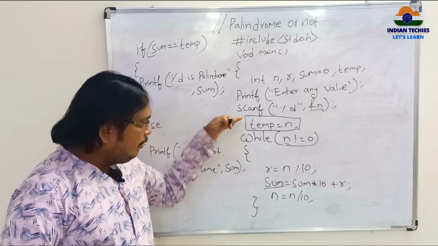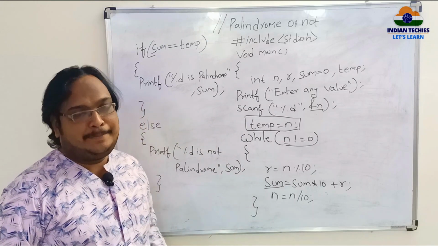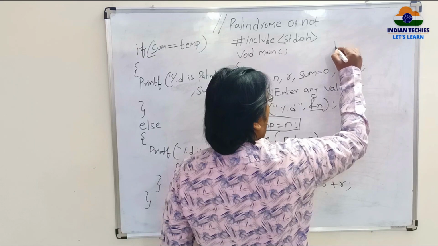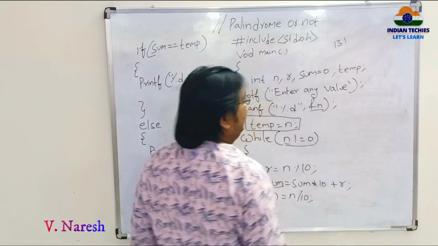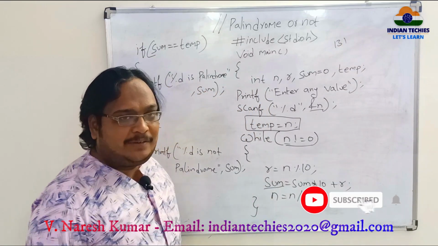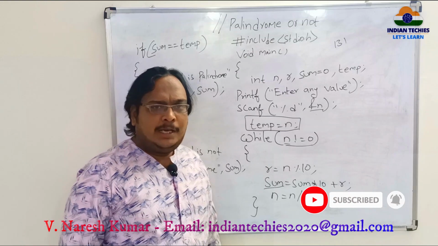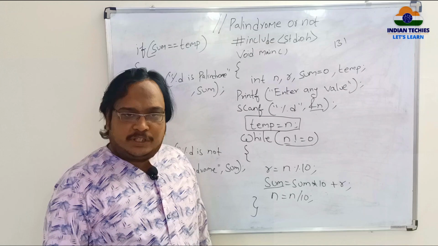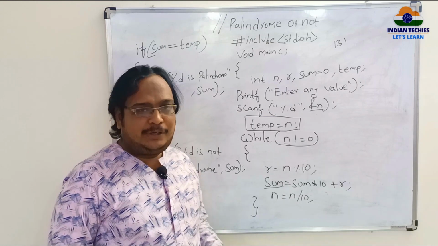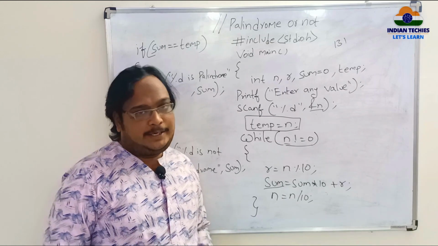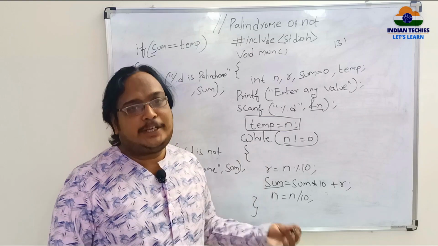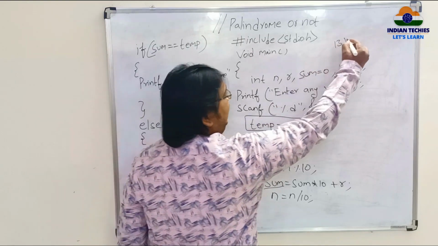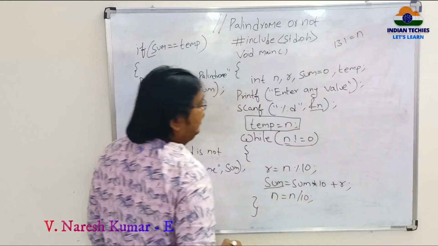Now we will see the loop execution by taking one number. Okay. So for example, 131. Previously I have taken 121. You can take any number: 2222, 1221, 3223. Or you can take any number which is not a palindrome also. It will show you that it is not a palindrome. Right? Now I have taken n value as 131.